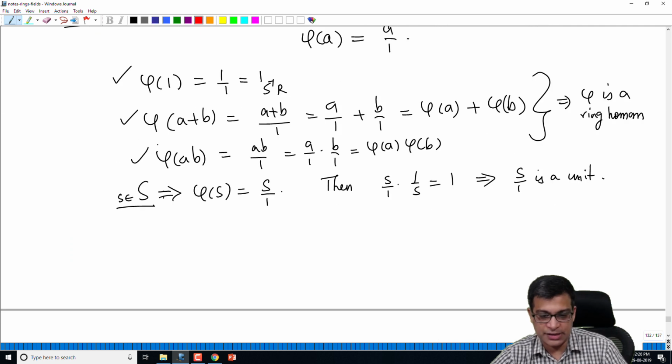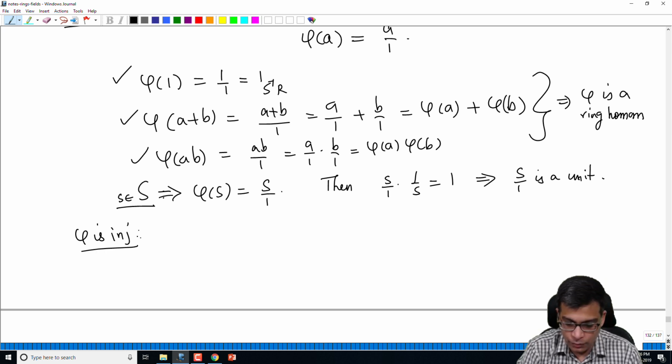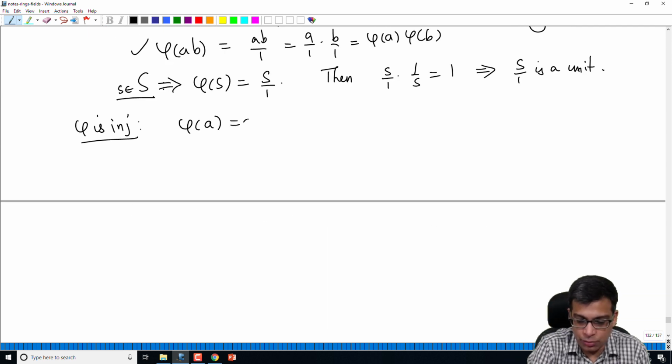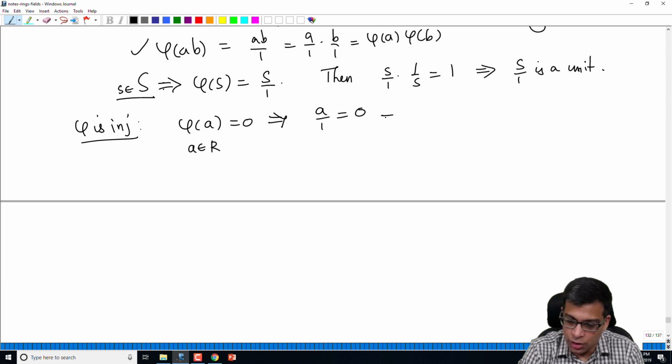So show now that phi is injective. So why is that? Phi is injective because suppose phi of A is 0 for some A in R. This implies A by 1 is 0, because that's the meaning of phi of A. Phi of A is A by 1. So A by 1 is 0. That means 0 can be thought of as 0 by 1. The 0 element is 0 by 1. So that means A is 0.